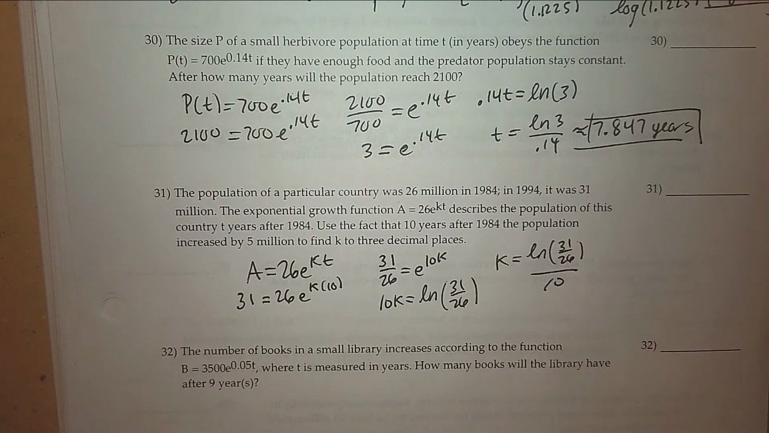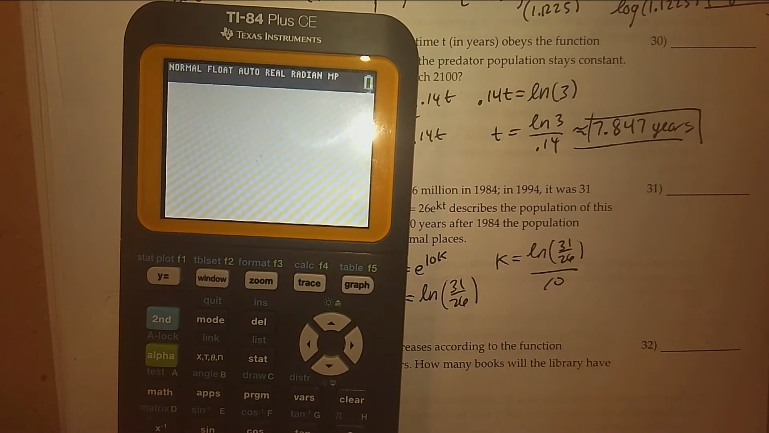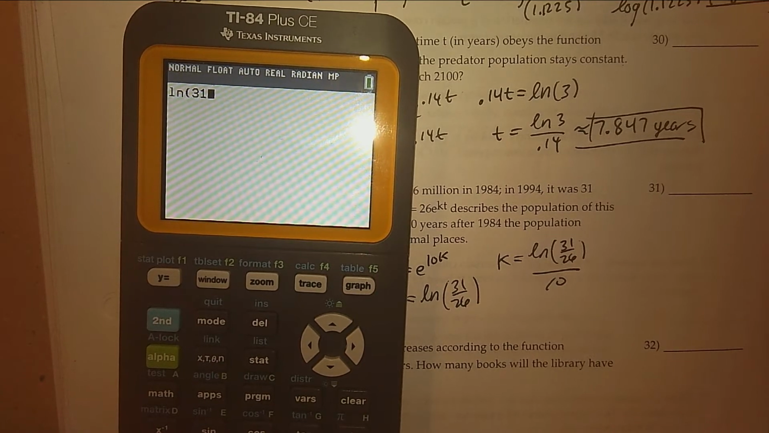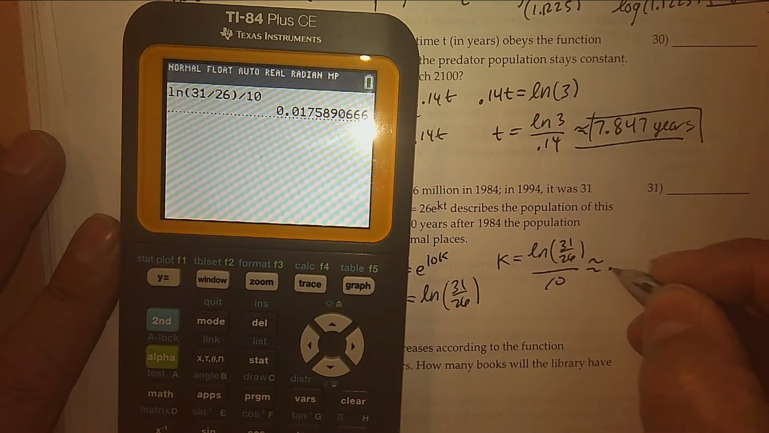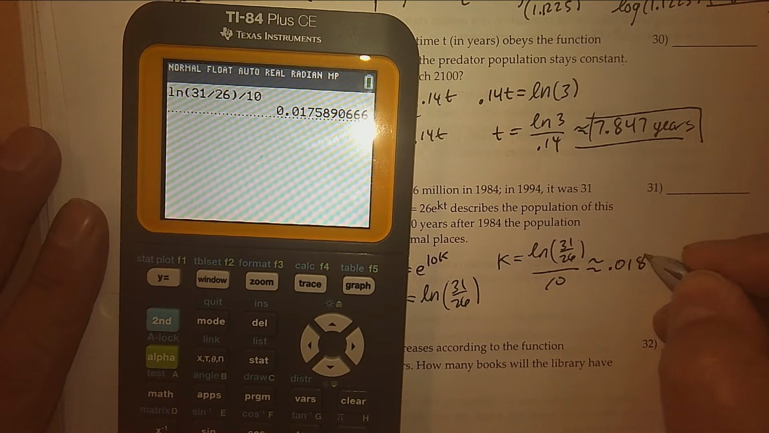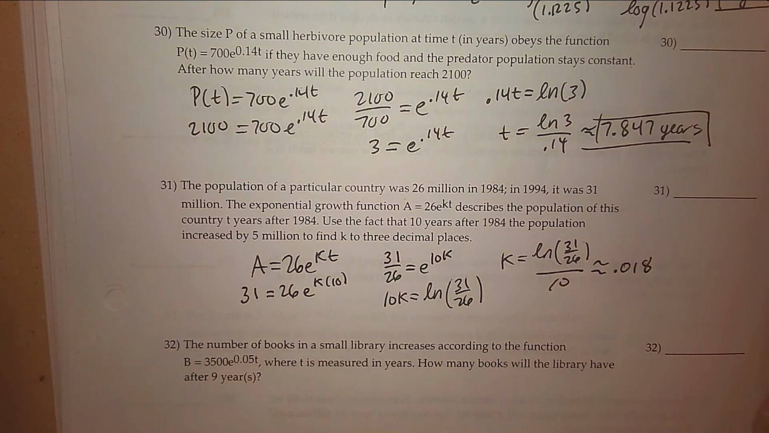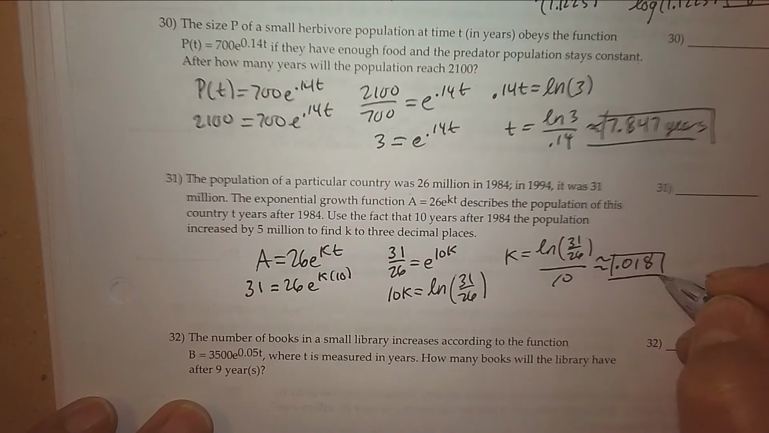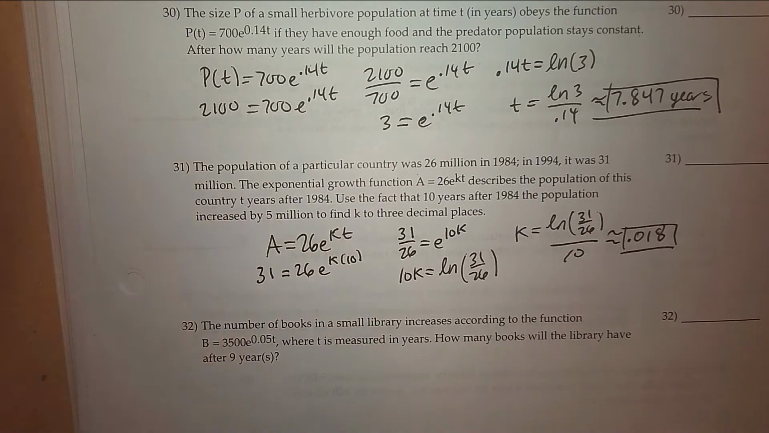So that's what I'm going to do in my calculator. I'm going to go ln 31 divided by 26, close the parentheses, and divide that answer by 10. And again, I'm just going to keep that as a decimal. If I round it, really it's 0.018. The 5 makes it go up 1 if you rounded it. So as a percent, that means the population is growing at about 1.8%.